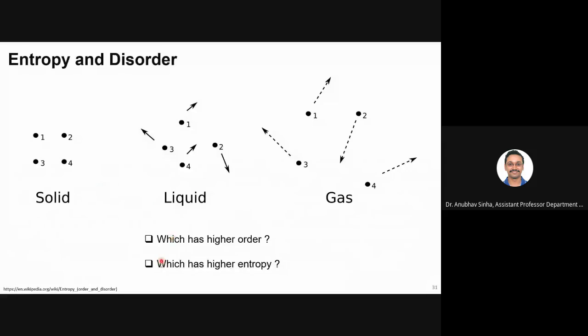Now the question is which has higher entropy, solid or gas? Gas, yes, because it has more disorder. So there are more microstates that can be formed. So I say that gas has more entropy.